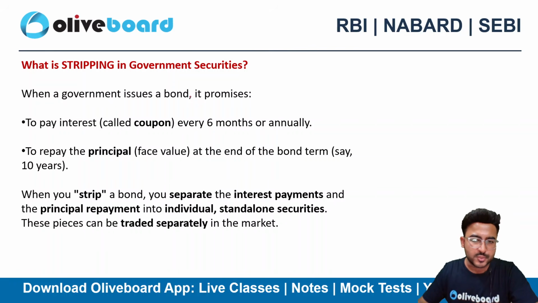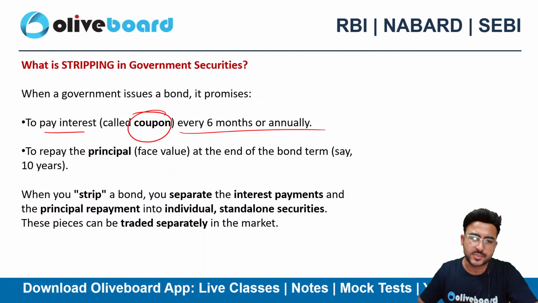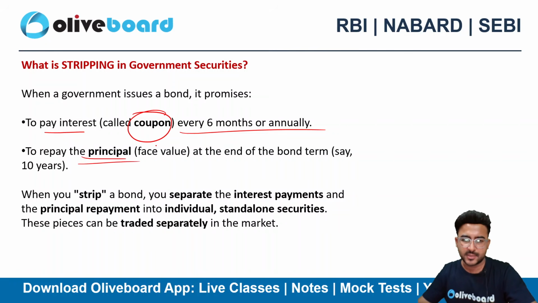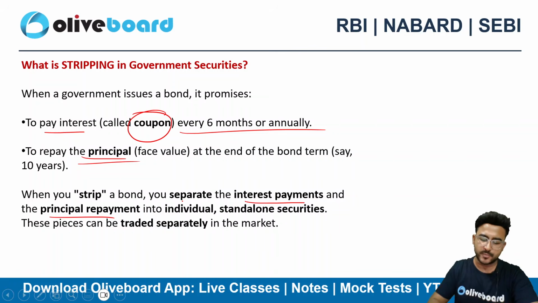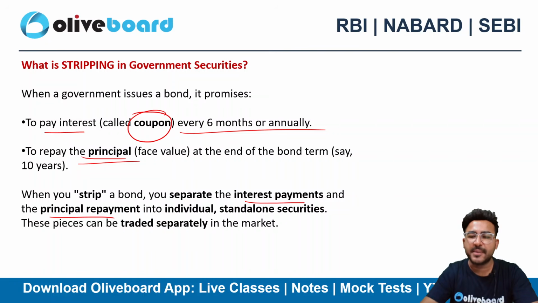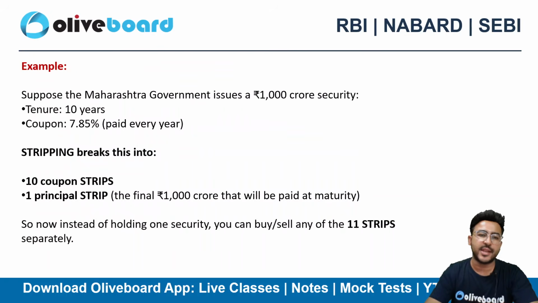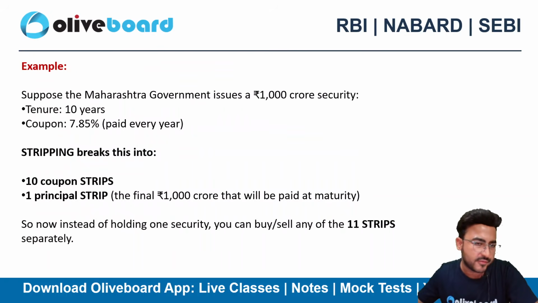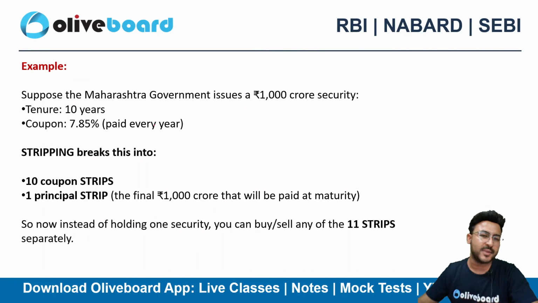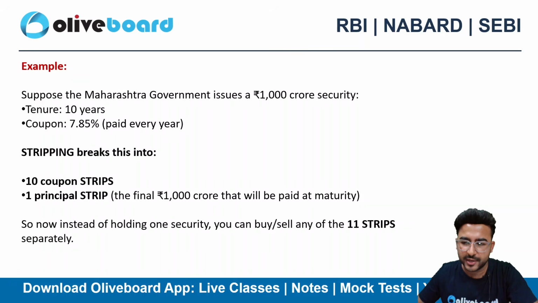So when a government issues a bond, it promises to pay the interest, which is nothing but coupon, annually, let's suppose, and we give it a principal as well at the end of the tenure. So when we strip a bond, we are separating all the interest payments and the principal payment, and these instruments can now be traded separately, right? I have given an example here as well. You can read it later on. It's nothing but the similar example that I have already stated you guys.